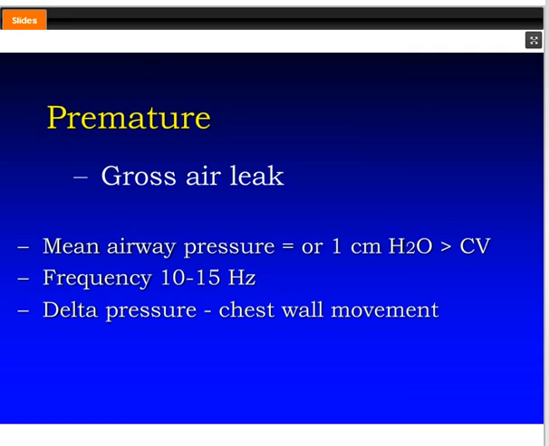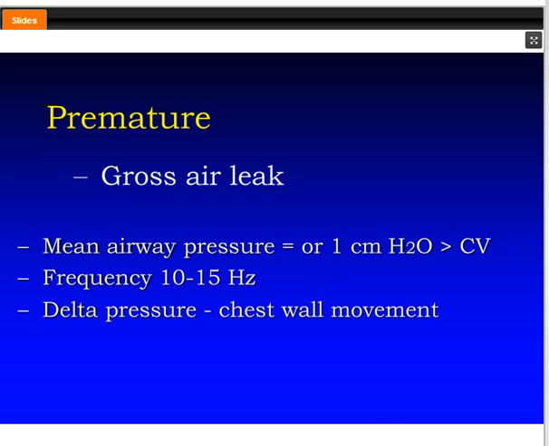Now, if you have gross air leak, again, the mean airway pressure would be equal to or maybe a little bit greater than conventional. Again, faster frequencies because that reduces leak through the hole that's in the lung from that standpoint, because it gives you, again, that very small peak to trough pressure from that.